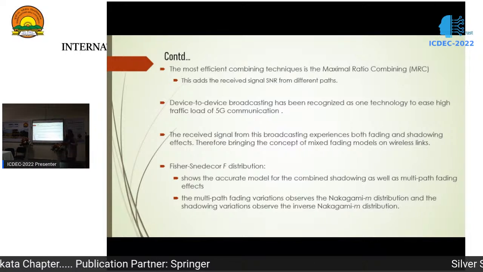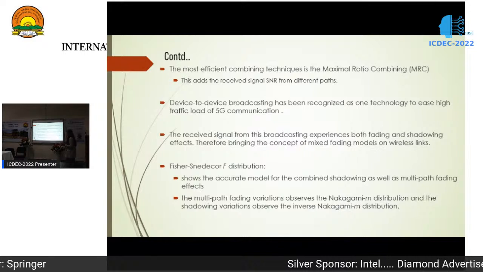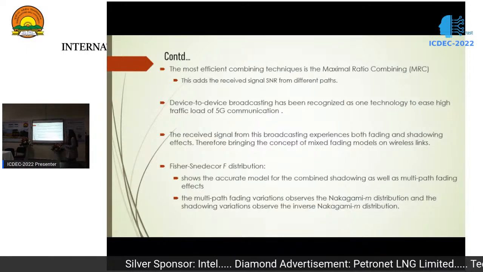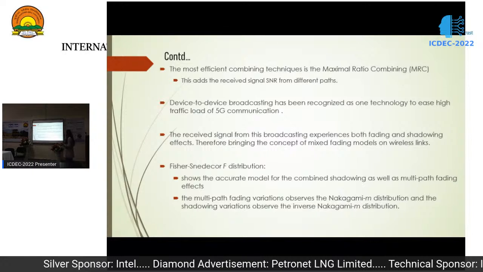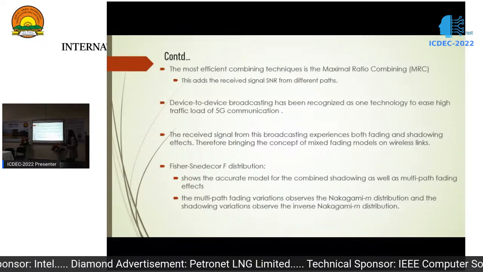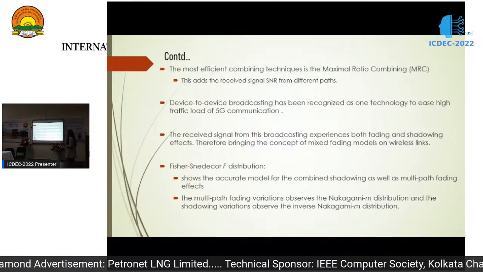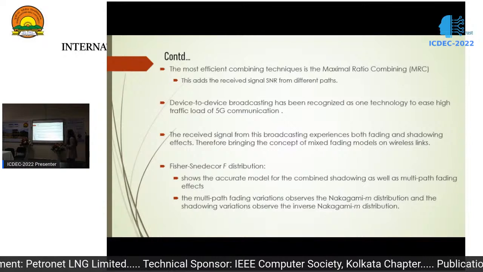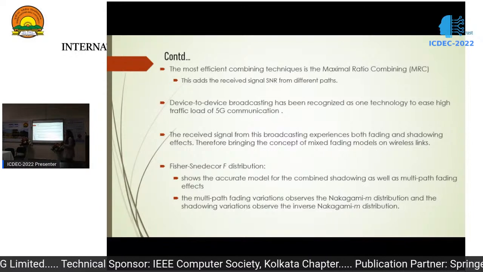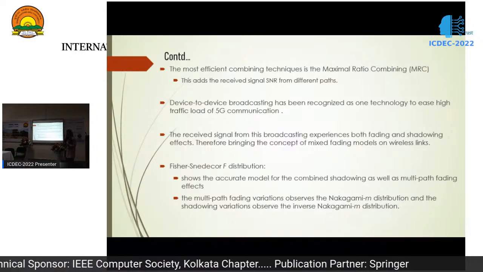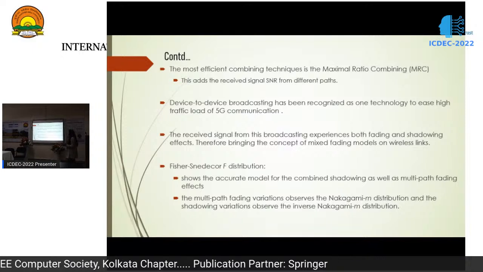Because of this, the concept of mixed fading models comes in. One type of mixed fading model that has been used here is the Fisher-Snedecor F distribution. This distribution gives an accurate model combining both the shadowing as well as the multipath fading effects. The multipath fading effect follows the Nakagami-m distribution, while the shadowing variations follow an inverse Nakagami-m distribution.